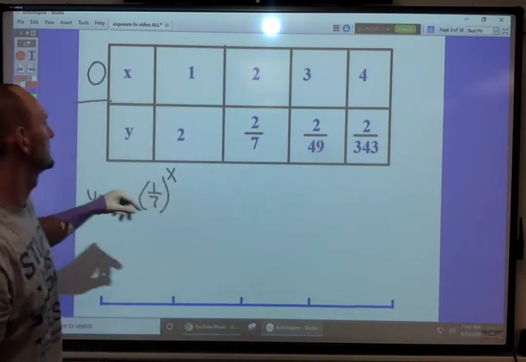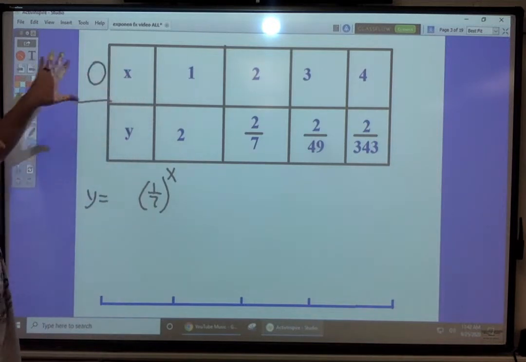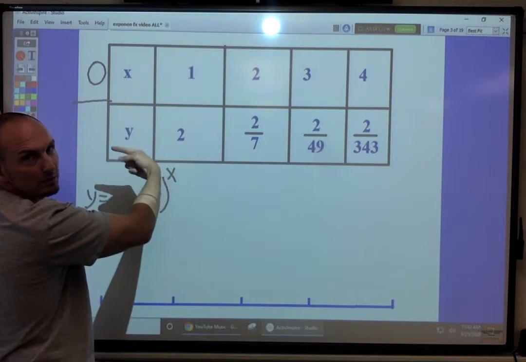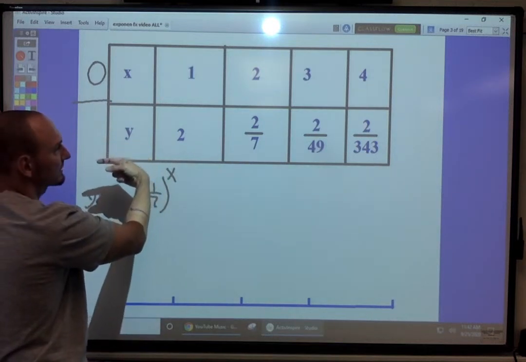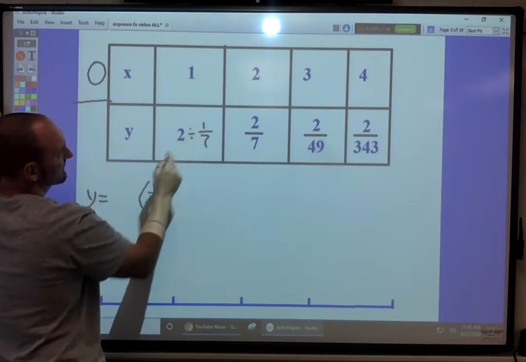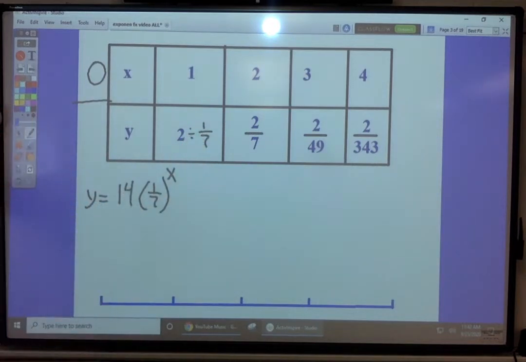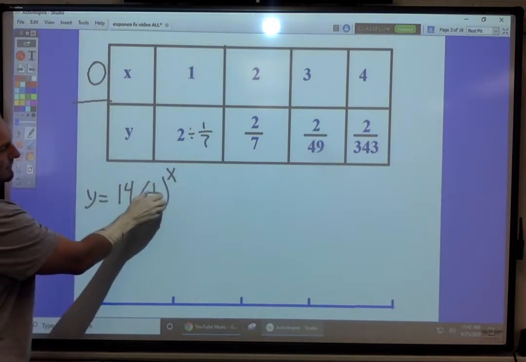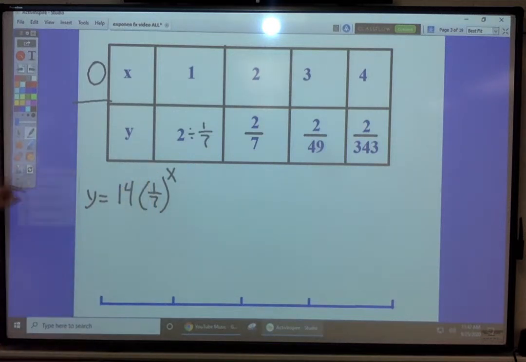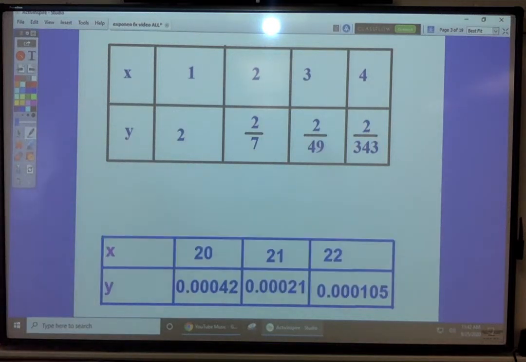Now to work backwards. So going this way, I multiply by 1 seventh. So to work backwards, I would divide by 1 seventh. So 2 divided by 1 seventh is like multiply, flip. We should get 14. So y is equal to 14 times 1 seventh to the x power. So here's a little trickier one. You can try it. Should be able to see it down there.